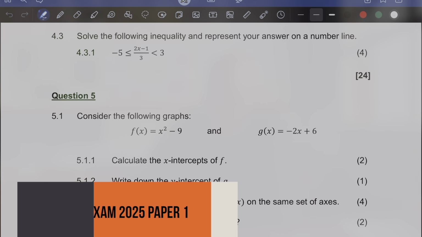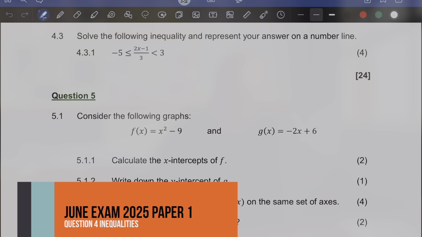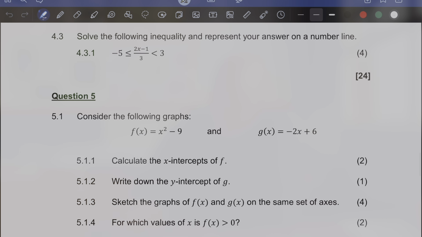Hi everyone, we are back with June exam paper 1 2025. We are moving on to question 4.3. Solve the following inequality and represent your answer on a number line. So our inequality is 2x minus 1 over 3 is greater than or equal to -5, but also less than 3.